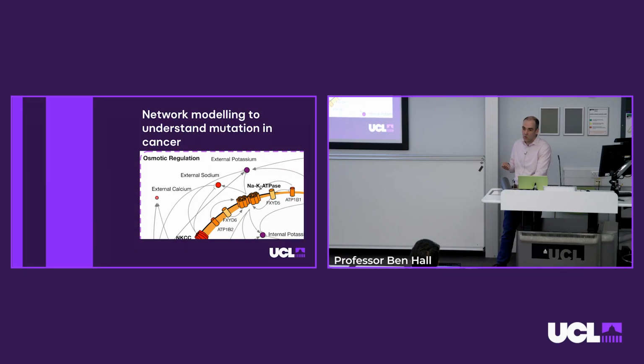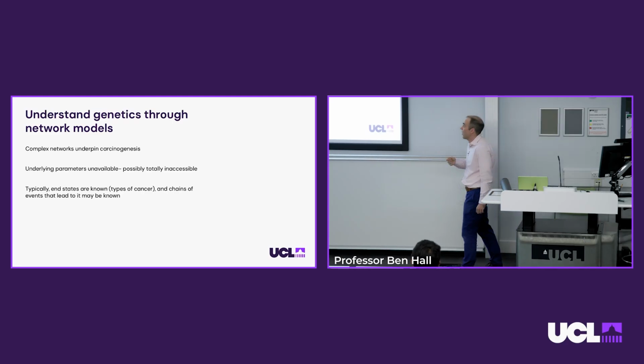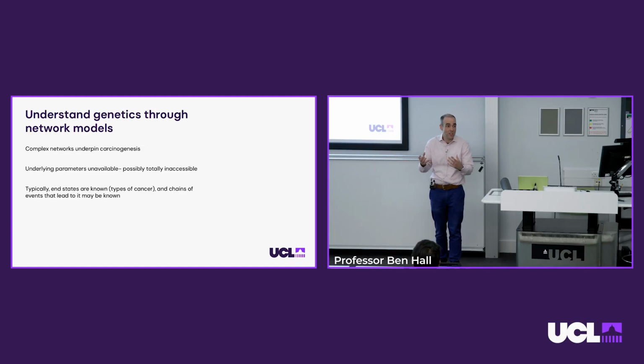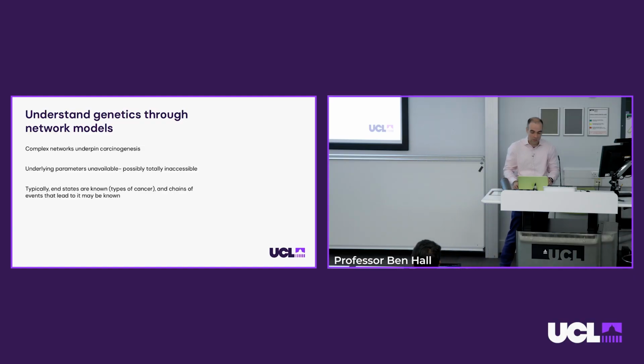And so now we'll switch to talking about network modeling in cancer. In particular, understanding genetics through network models. So I've already mentioned this idea before of complex networks that control carcinogenesis. So genes talk to one another, and this combination of genes can be understood by a graph describing which gene interacts with other genes and how they communicate.